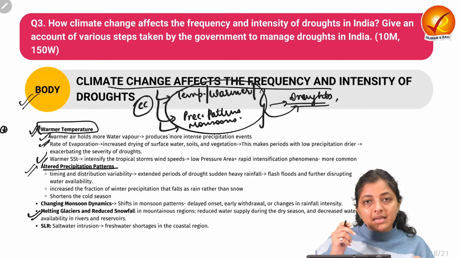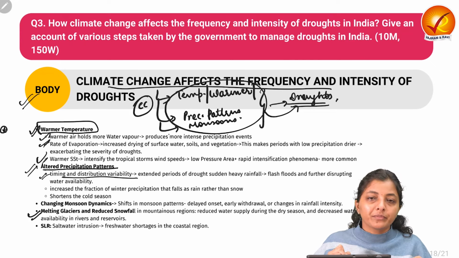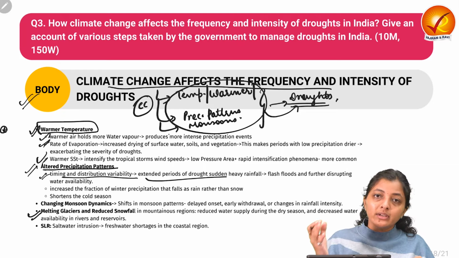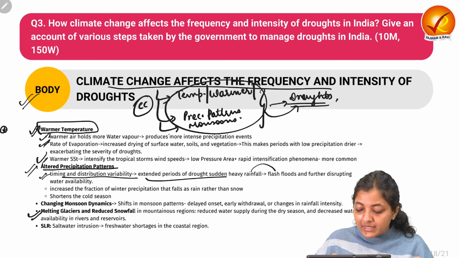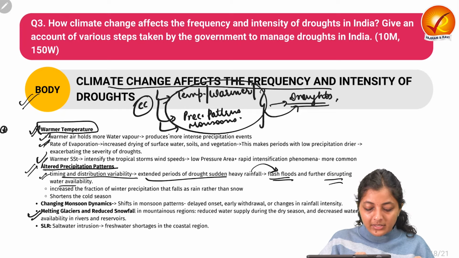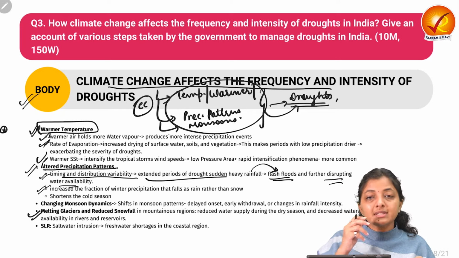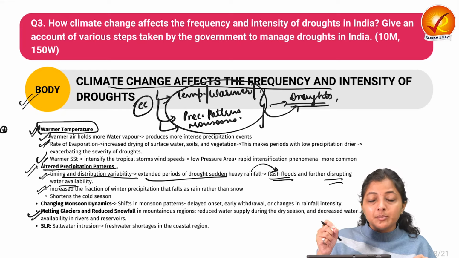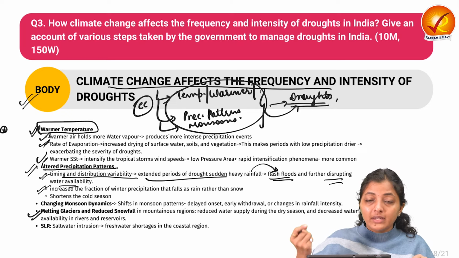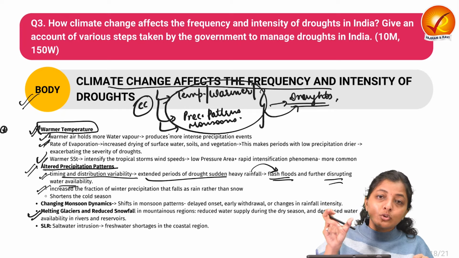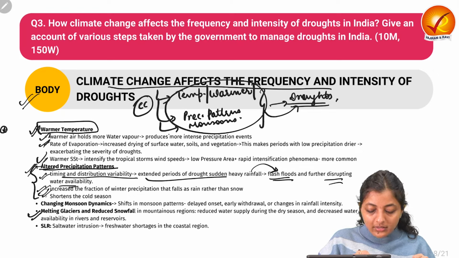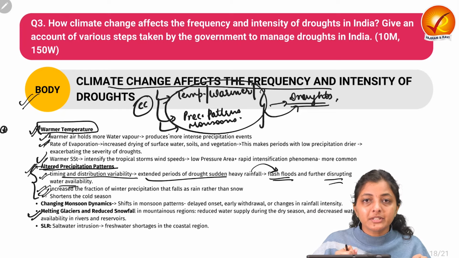Climate change has changed the timings and distribution variability. Now there can be extended periods of droughts at one point, and at another point flood-like situations. And when there is intense rainfall, flash floods further disrupt the water availability. Next, climate change has impacted the snowfall in the polar regions or the higher altitude regions. Now the winter precipitation occurs as rainfall instead of snowfall, and the colder season has also got shorter. So these are the ways that climate change has impacted the precipitation patterns.